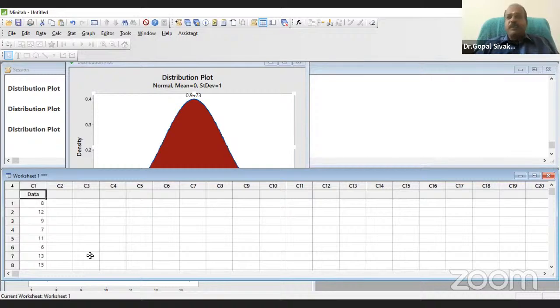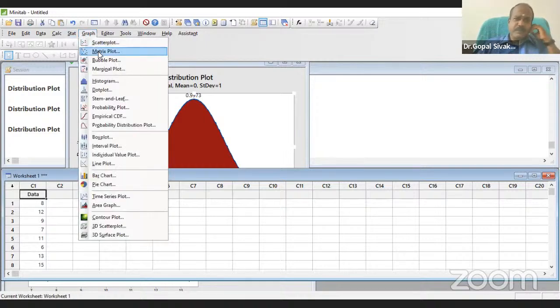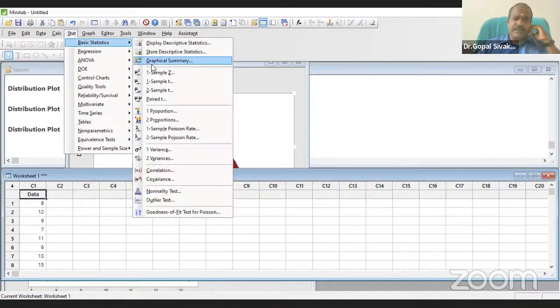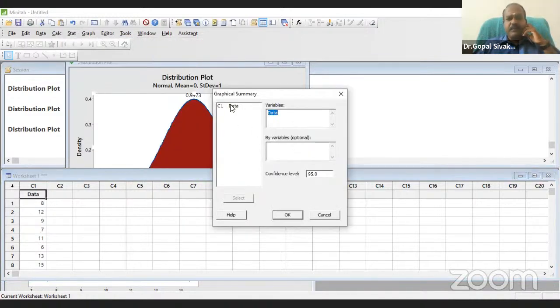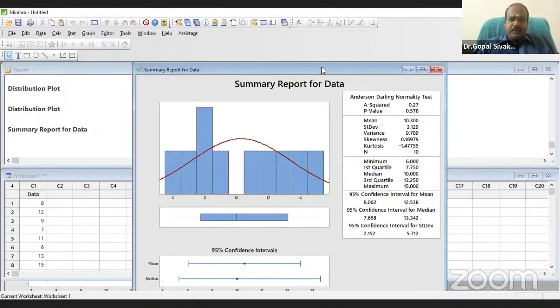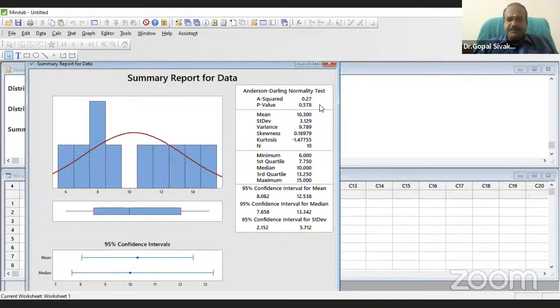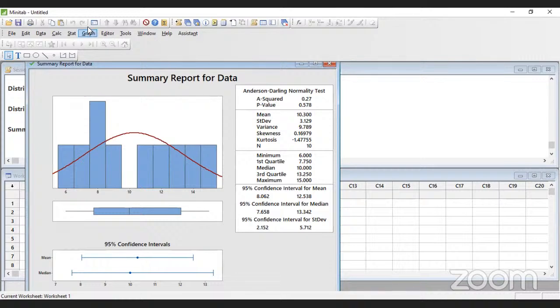Now you want to know what could be the mark of your child, probably in the upcoming examination. Let us go for stat, basic statistics, graphical summary. This is the data. Now one of you please remember, what is the mean score of the children? 10.3. What is the standard deviation? 3.12. Please remember this. You have to tell me.